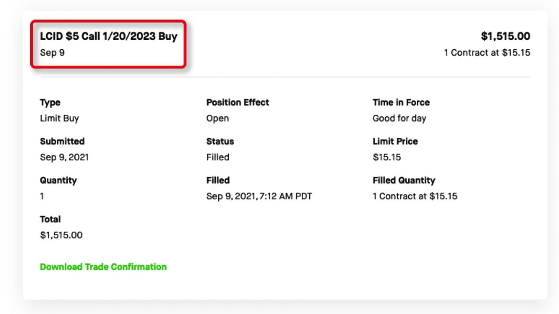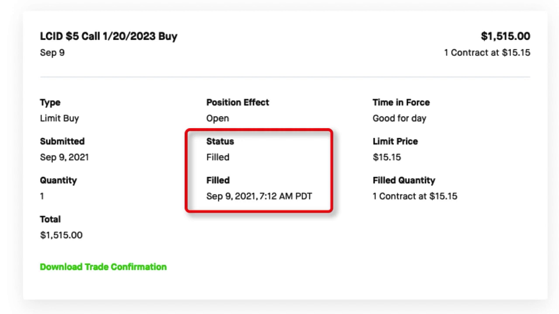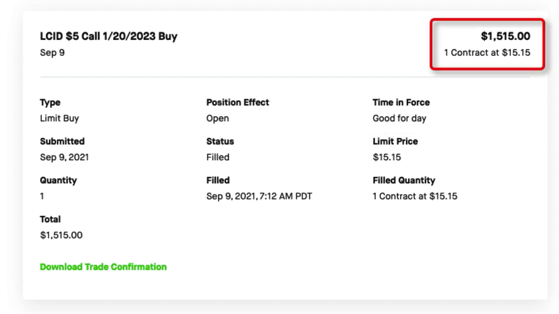A little bit over a month ago, I purchased a LEAPS option for Lucid Group Incorporated, stock symbol LCID. This has a $5 strike price and an expiration date of January 20th of 2023. So you can see that I submitted my order on September 9th, and it was filled later that morning at 7:12 a.m. Pacific time. Now at the time, I needed to pay $15.15 to purchase this LEAPS option, and when the option contract was filled, I ended up paying a total of $1,515 in order to own this LEAPS option contract.